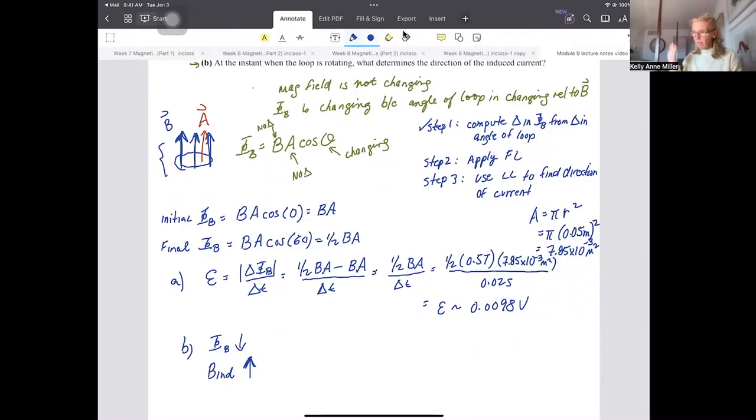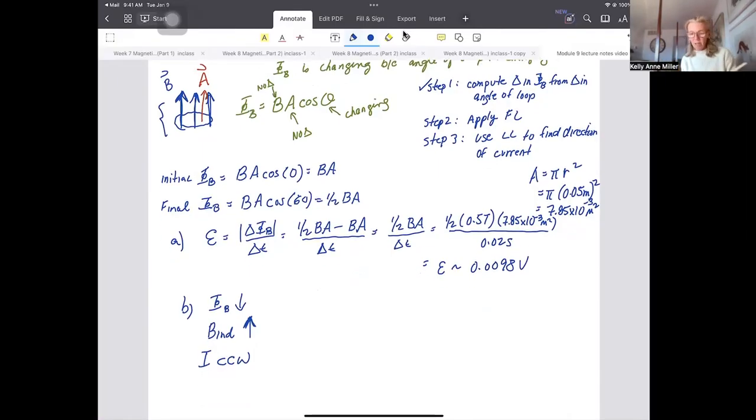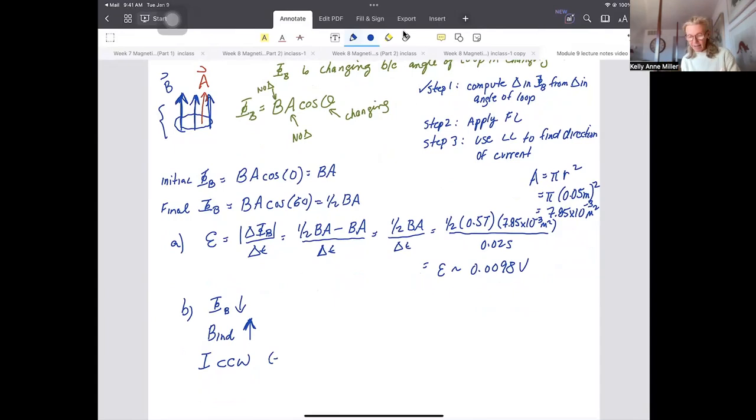Okay. And so if I point my thumb up and rotate my fingers, I get a counterclockwise rotation. I point my thumb in the direction of the induced current, and I rotate my fingers, and my fingers are going clockwise or counterclockwise, which by the way is a negative value.